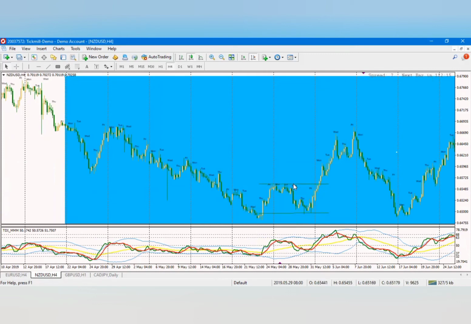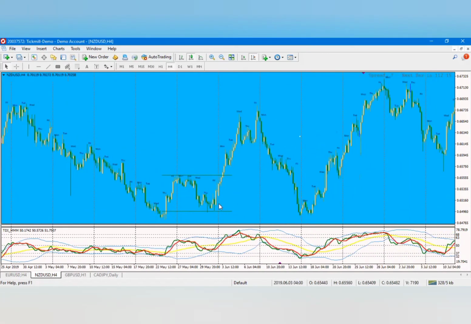Then it came here and gave us what? The market came. This is a low. This is a lower high. This is a higher low. The market came and broke this, so this is a break of structure. So we call this a higher high. So what happened? The market retraced.